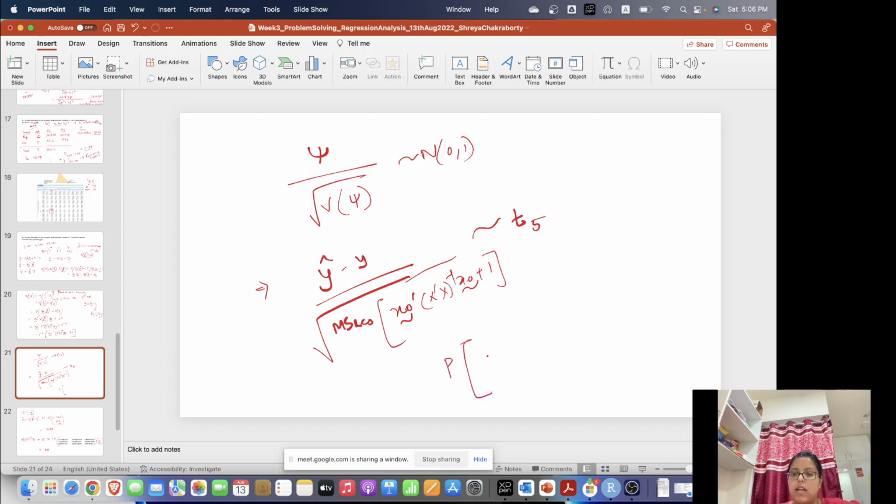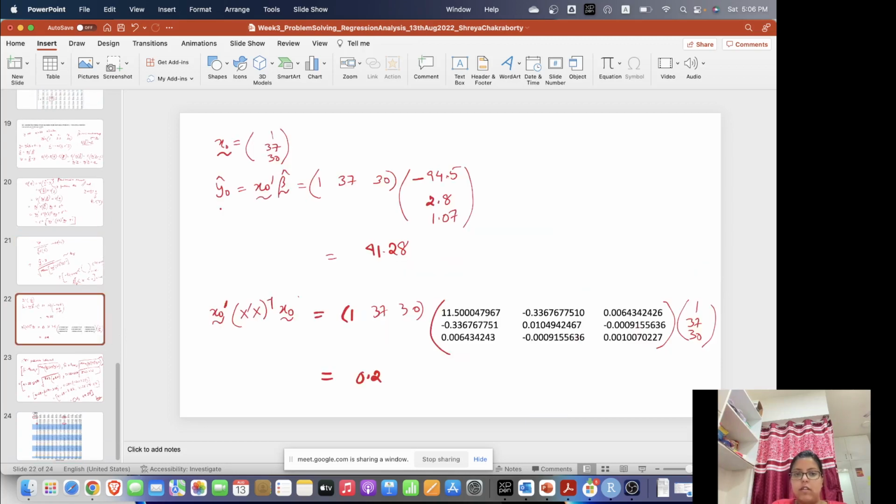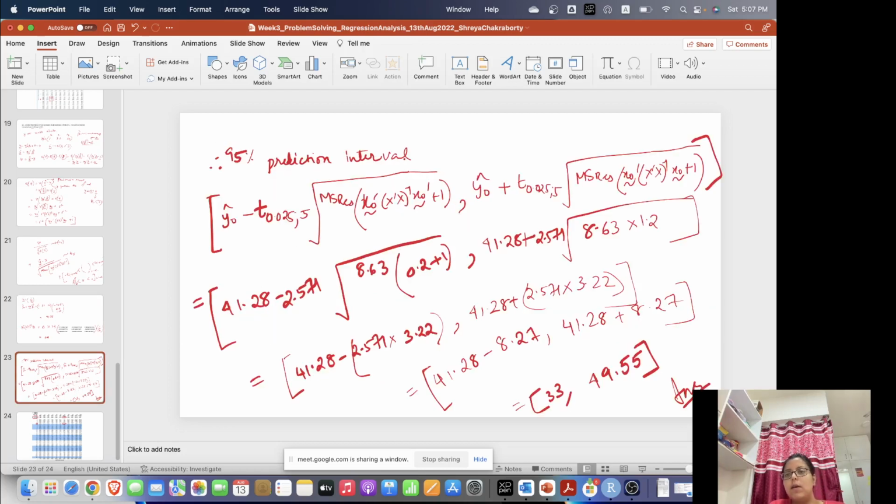Now we'll write this one: minus t5, 0.025, less than this entire thing, less than t5, 0.025. This would be 1 minus alpha, and then keeping y in the center, we would just rearrange the entire thing and get some values over here, with probability 1 minus alpha, and these values would be my prediction interval. So here I've calculated y naught hat to be something like this, and this margin term comes out as 0.2, and this would be my 95% prediction interval for y.